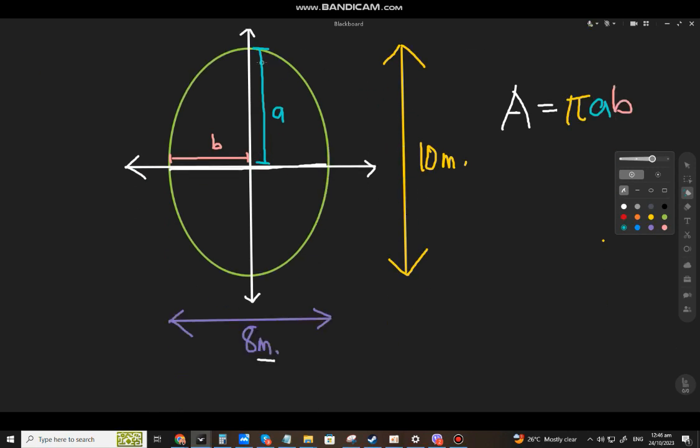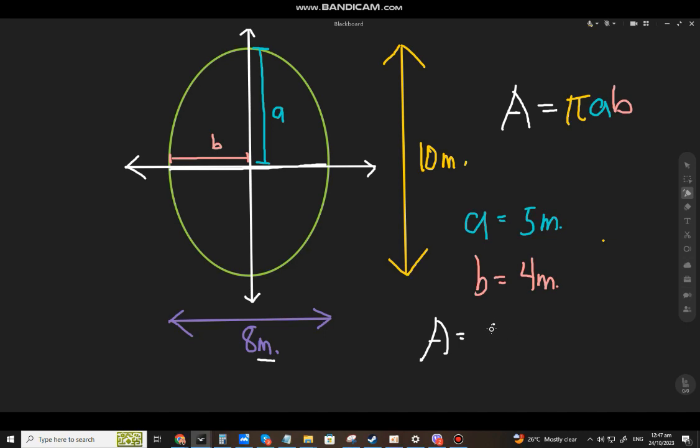So we have a given here. The longer side is 10 meters, and the shorter side is 8 meters. All you have to do to get A and B is divide them by 2. So for A, that will be 5 meters, since 10 divided by 2 is 5. And for B, the shorter side, 8 meters divided by 2, that will be 4 meters. Now, since we have A and B here, we'll just multiply them and multiply it by pi. That will be area equal to 5 times 4 times pi, and you will arrive at 20 pi.